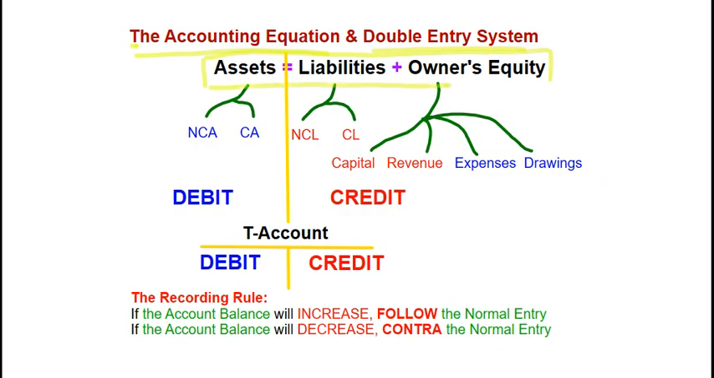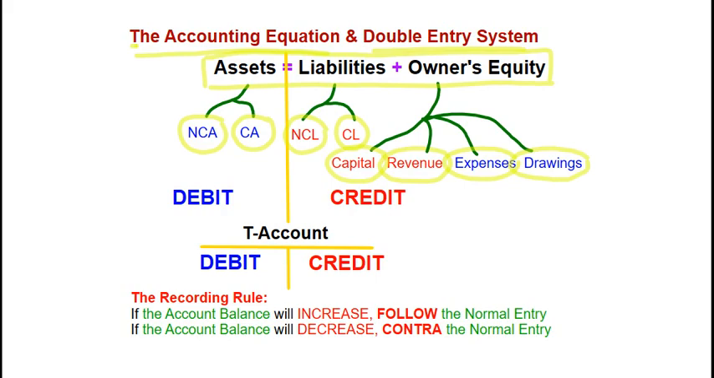That is the basic. But we can also extend it further by breaking total assets into non-current assets plus current assets. Liabilities also, we can break into non-current liabilities plus current liabilities. As for owner's equity, it equals capital, the first thing that you invest in your business, either in cash or in kind items, plus revenue, minus expenses, minus drawings. That is the extended equation.